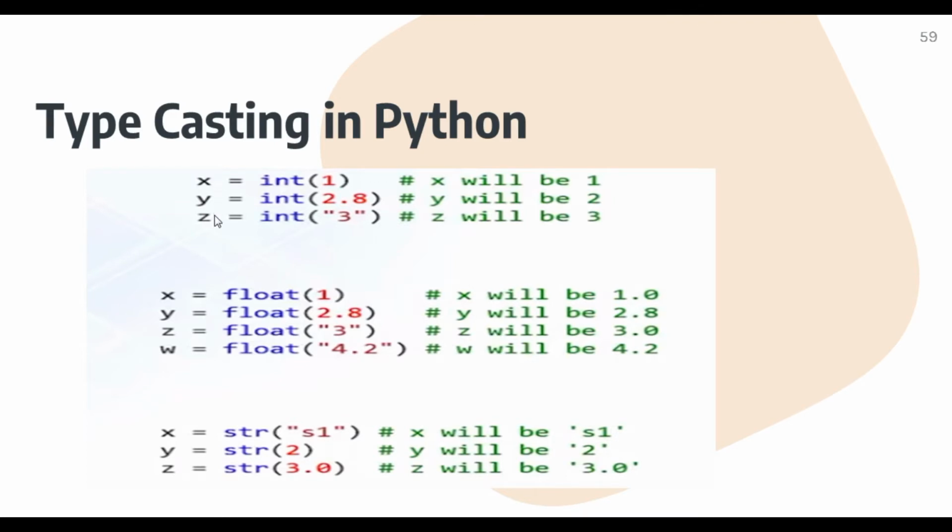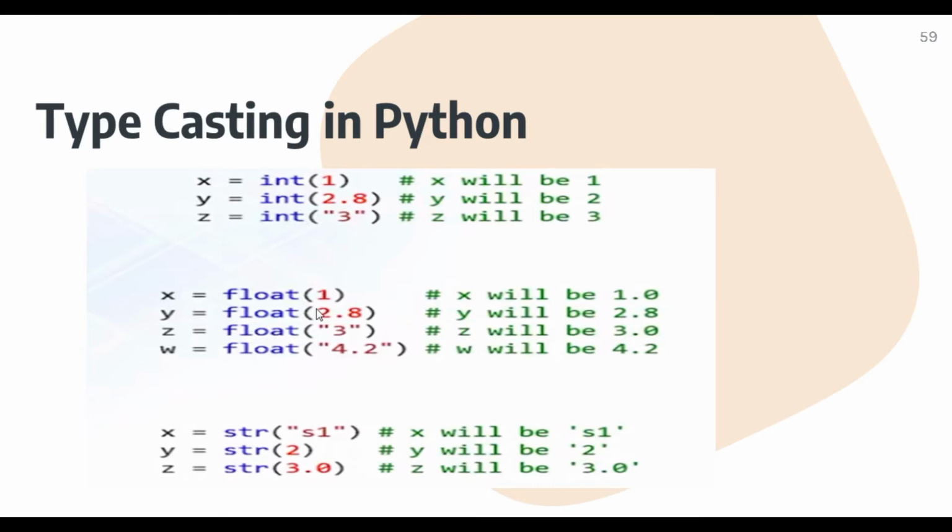Here you can see that x, y, z are variables. 1 is going to be converted to an integer. It will definitely be 1 because 1 is already an integer. Here 2.8 will be typecast by int, so y will definitely be 2. And now z equals int of the string 3. So 3 will be converted to the integer 3.